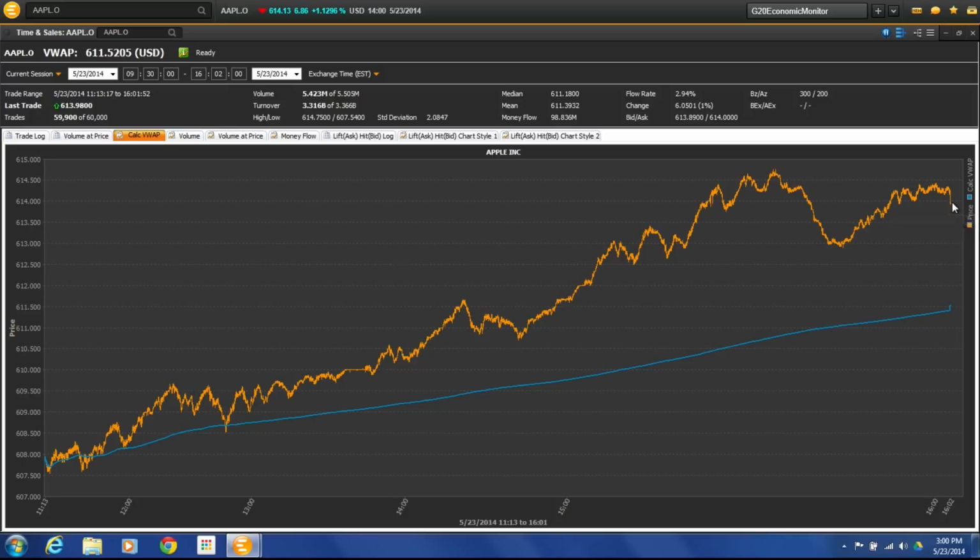We can see here, if we look at Apple right now, it has a volume weighted average price of 613.99. So it helps me look at a standard pricing.